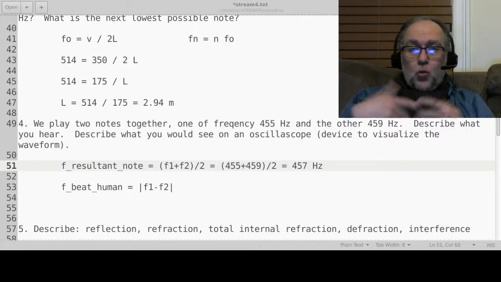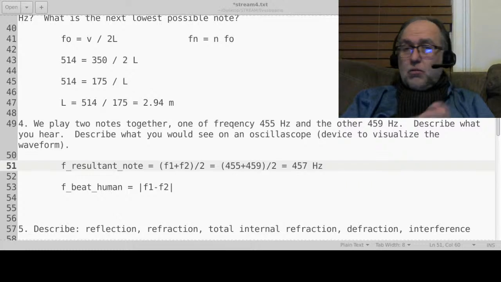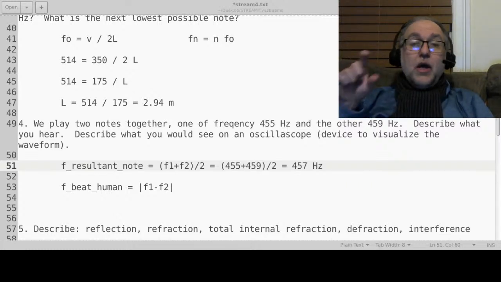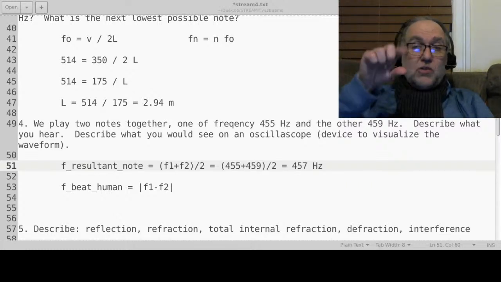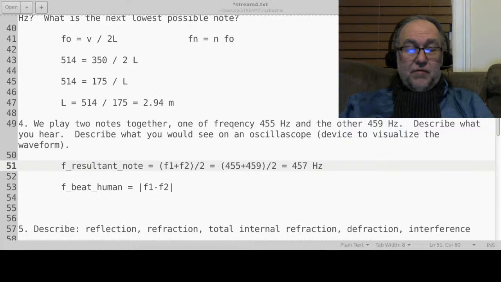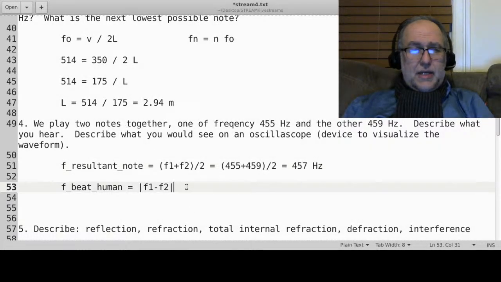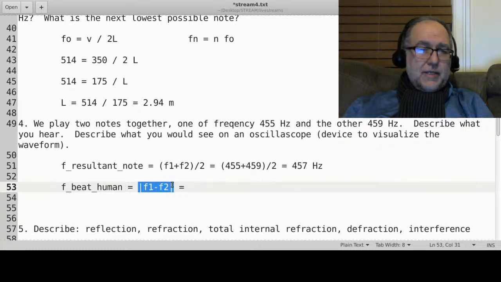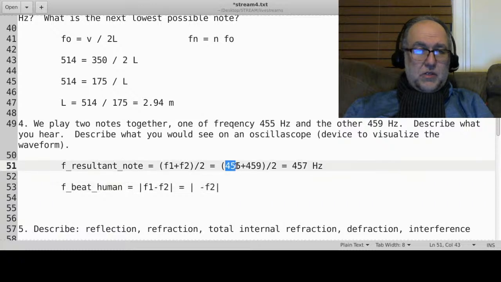Now what would you hear in addition to that? You wouldn't just hear that note as a steady note. You would hear that note, but it would go loud, soft, loud, soft, loud, soft. And the rate at which the loud-soft occurs, that frequency is actually the difference between those two. So that's going to equal the following. Notice those lines there. Those lines are actually absolute values, so it doesn't matter which one's bigger than the other.